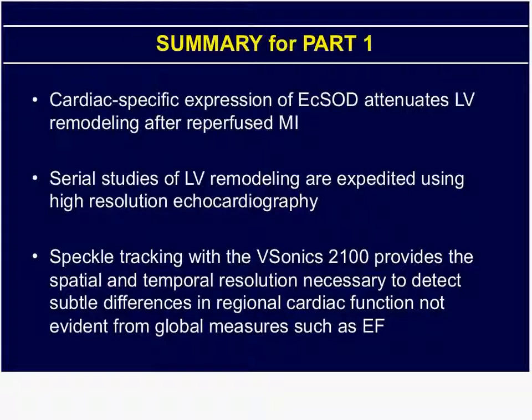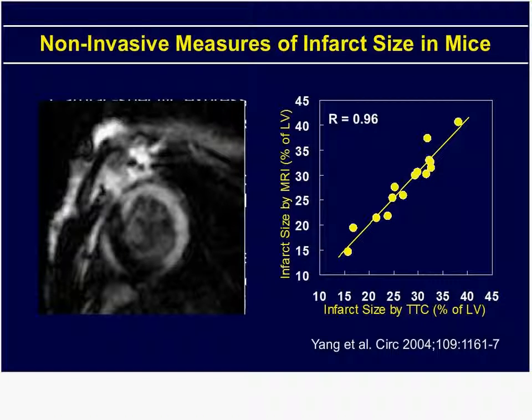So with this study, cardiac specific expression of ECSOD attenuates LV remodeling. The serial studies of LV remodeling are expedited using high-res echo, and speckle tracking with the VivoStrain on the 2100 provides the spatial and temporal resolution necessary to detect subtle differences in regional cardiac function, which are not as evident from global measures such as EF. Remember, in EF we saw essentially no difference between groups.